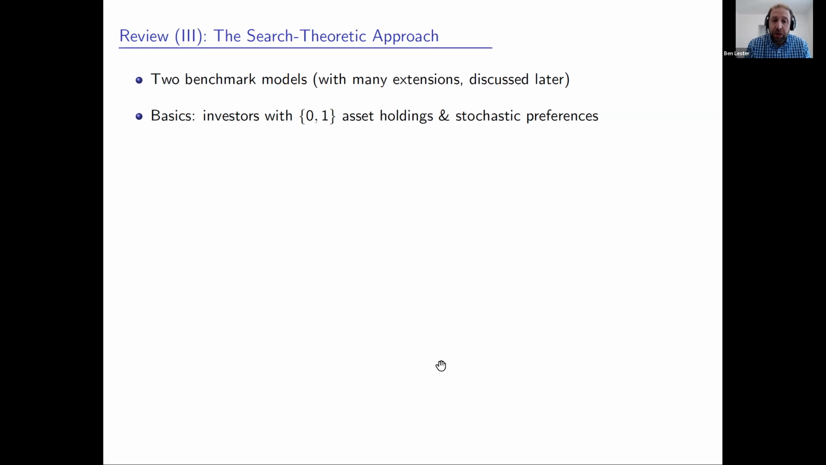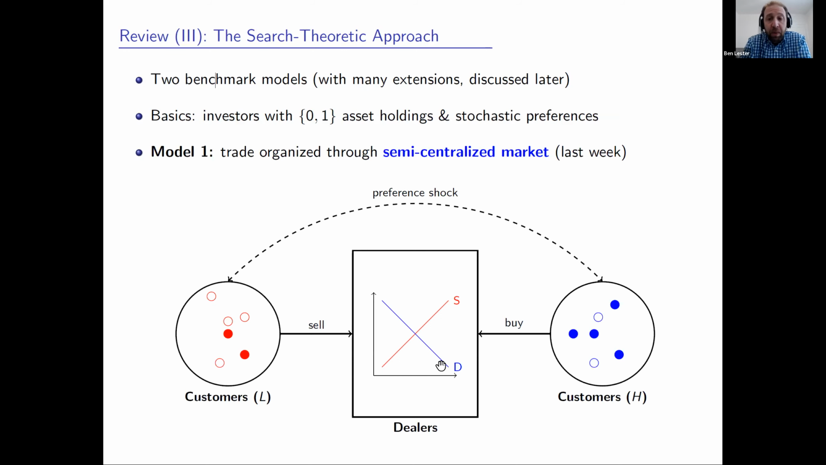And then within this basic structure, we've considered two benchmark market structures. And the one that Pierre went through last week is what he called a semi-centralized market. And I've tried to draw this model in one simple picture. Whenever I teach graduate students, I always tell them that if you can draw a model, you should. Many of the papers that I remember the best, it's because I walk out of a seminar with one key picture or one key figure or one key graph in my head. And so I've tried to do that here.